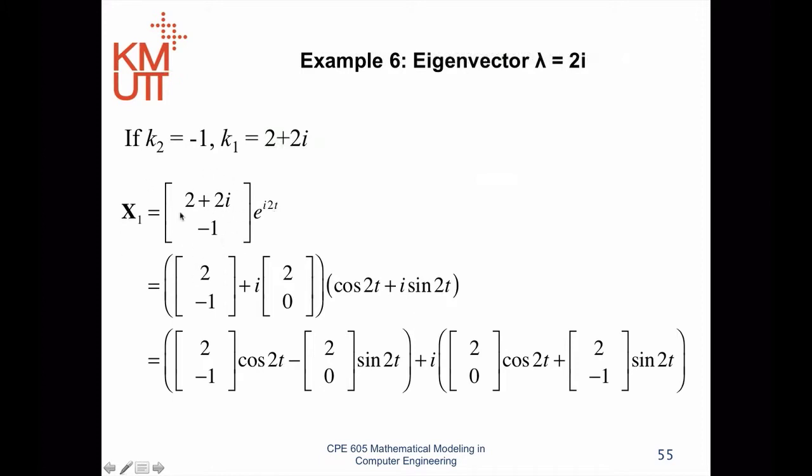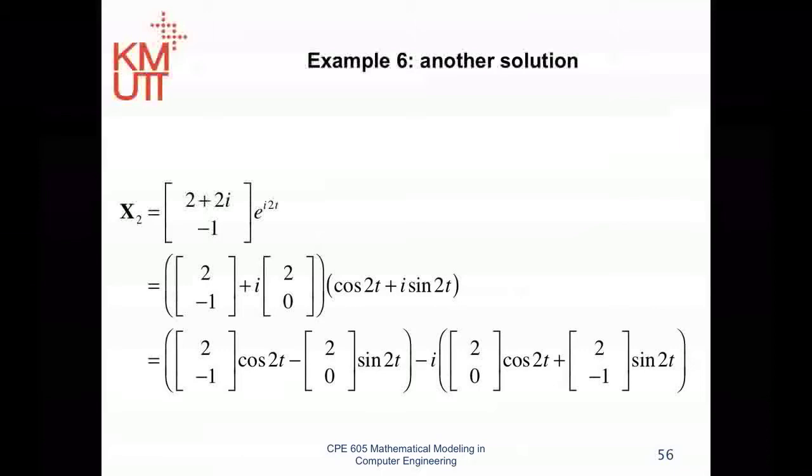This vector has a real part and an imaginary part, and the complex exponential is cosine 2t plus i sine 2t. Multiplying the terms together, we have (2, minus 1) cosine 2t, and i multiplied by i equals minus 1, giving (minus 2, 0) sine 2t, and the latter part also comes from multiplication. x2 would be the conjugate of x1, so you just need to change the sign here.